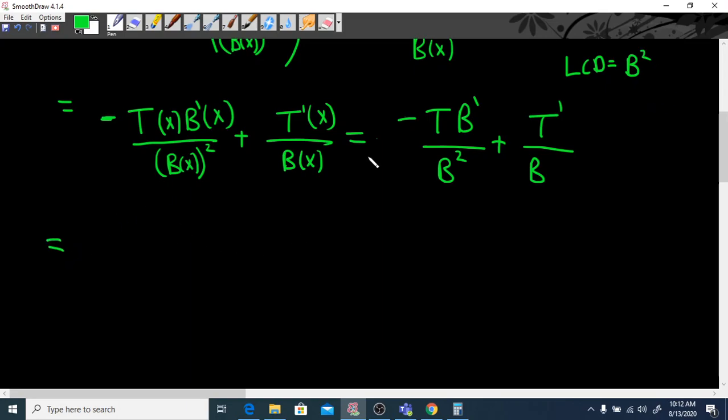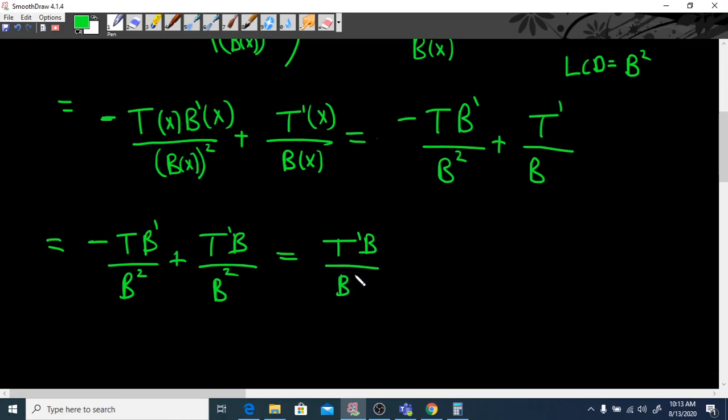Okay, so now the first term won't change one bit. And now the second term is missing a factor of b. So I'm going to multiply the top and bottom by b, but b times b is b squared. Now the next thing I want to do is write the positive term first. So I'm just going to write t prime b over b squared minus t b prime over b squared.